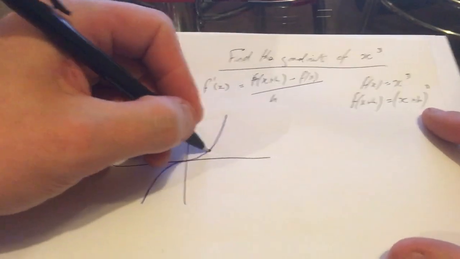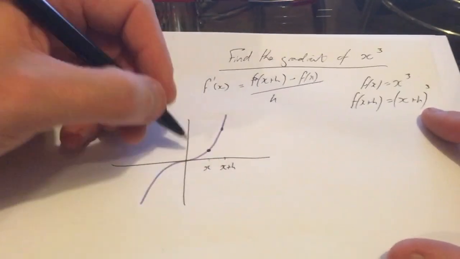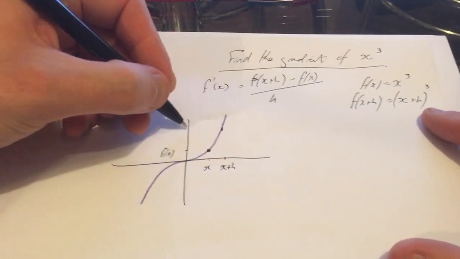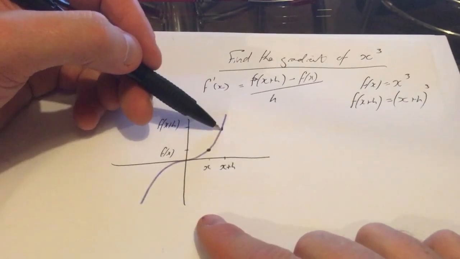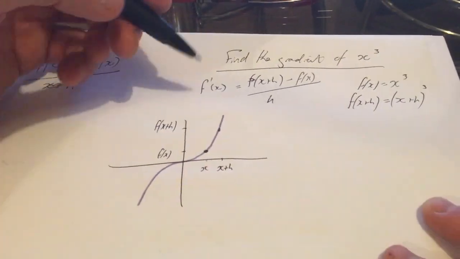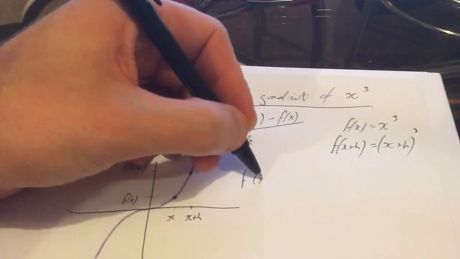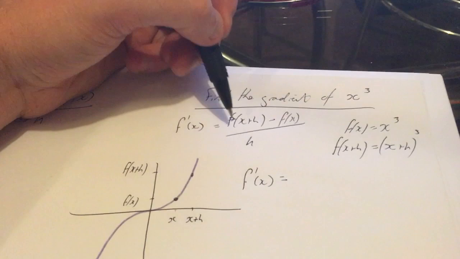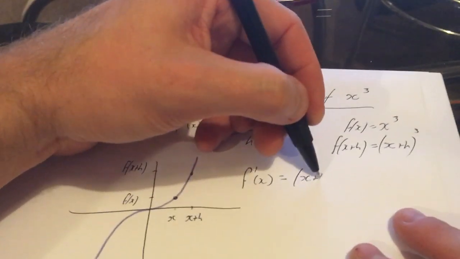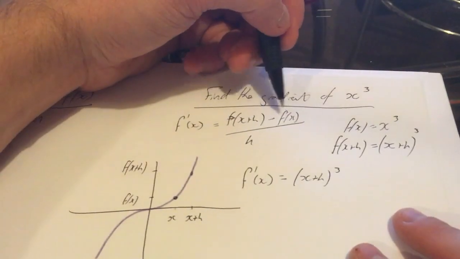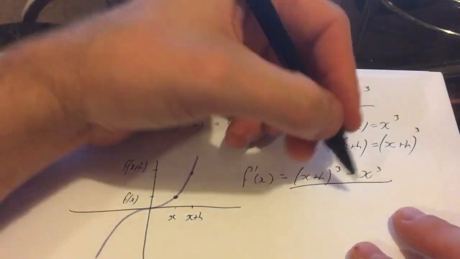We've taken an x value and a value infinitely close to it, found the y values. This works for any function. We're now going to find the gradient between those 2 points. So up here, this equation is going to become f dash of x is f of x plus h, which we just said was x plus h cubed, minus f of x, so minus x cubed, divided by h.